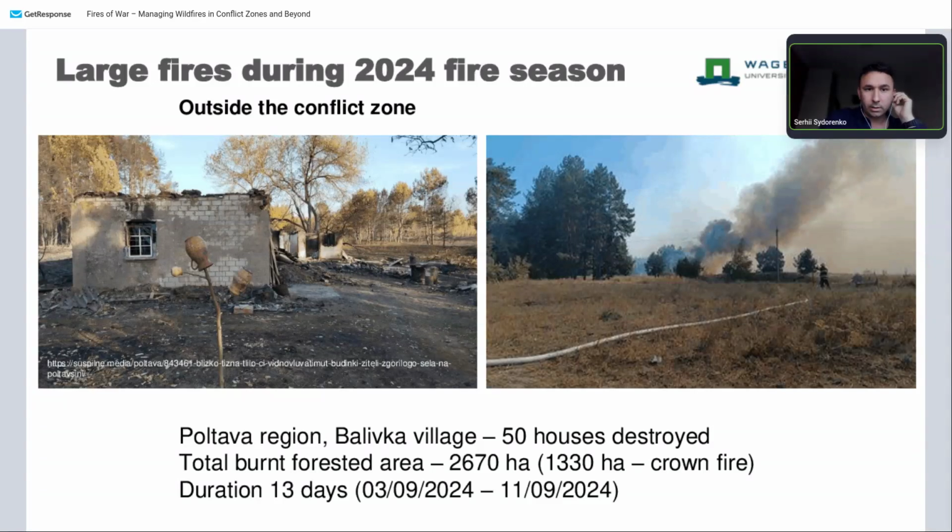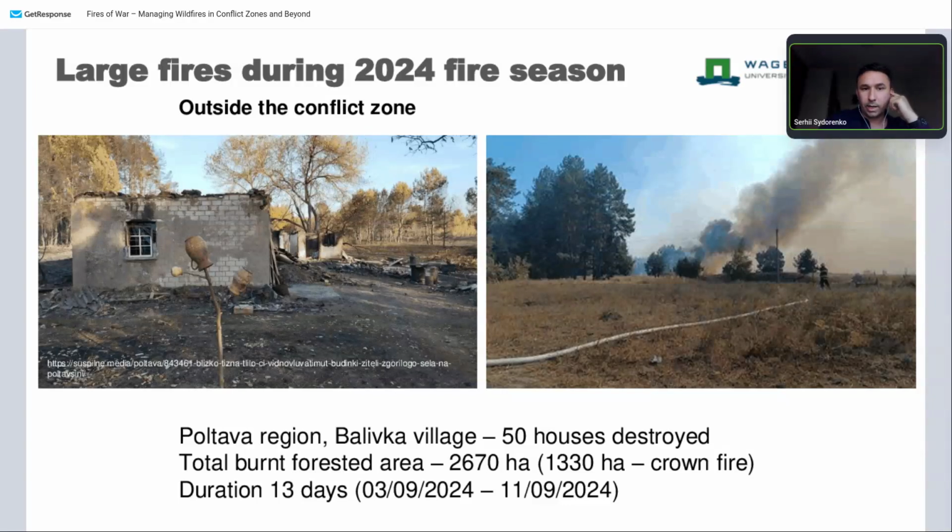It is another important note. Actually, these are the wildfires that we had in the 2024 fire season, from Poltava region. It was a really deadly event. Several villages were damaged, like you see, 50 houses were destroyed. And before this year, Poltava was also a safe region without such catastrophic events. But this fire was beyond the capacity of the fire suppression system.